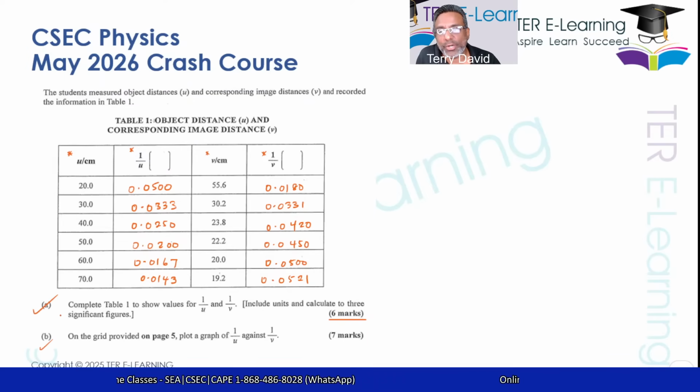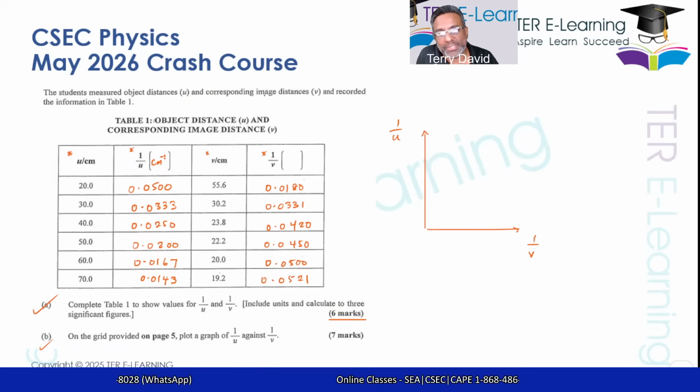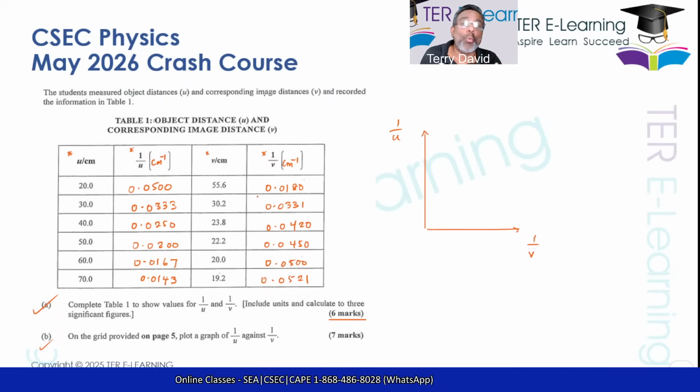The next part now, on the grid, we want to draw a graph of 1 over U against 1 over V. My suggestion to you is when you have to draw a graph, make sure you know exactly what you're plotting. So it's 1 over U against 1 over V. Now, first of all, we didn't complete the table because we had to give 1 over U a unit. This would have been cm to the minus 1, and this here would also have been cm to the minus 1, because you're finding 1 over your image distance or object distance, it's going to be 1 over cm, which is cm to the minus 1. All right. We want to plot a graph of 1 over U against 1 over V. So let me get some graph paper.